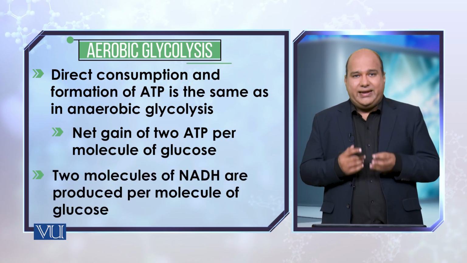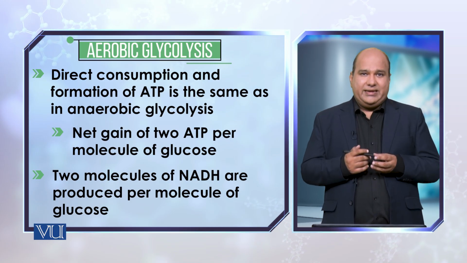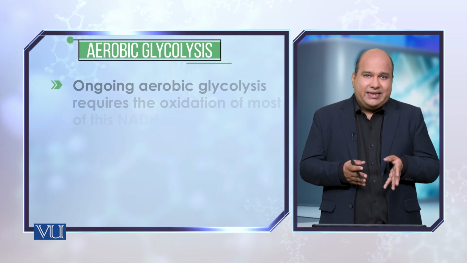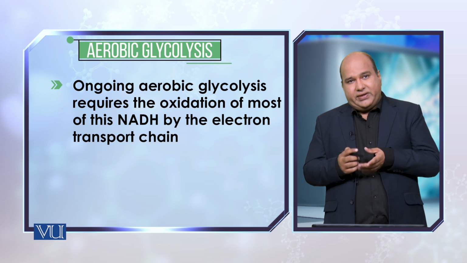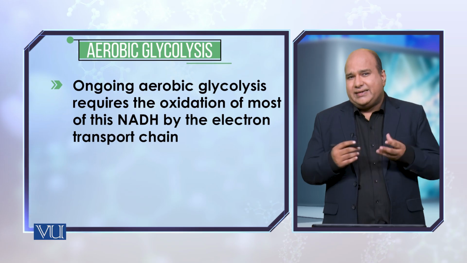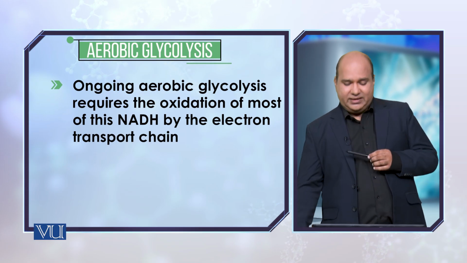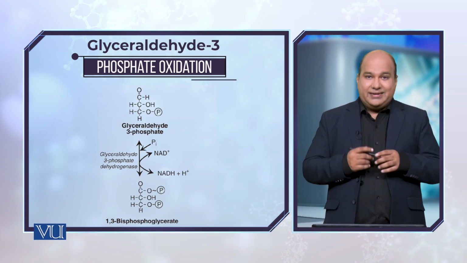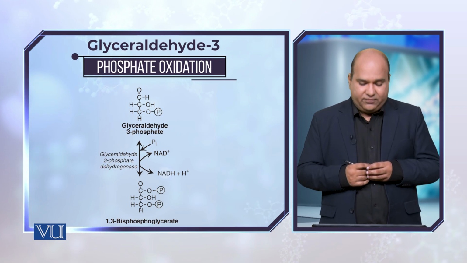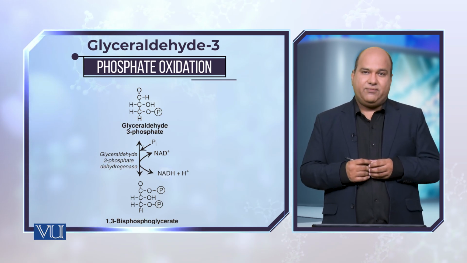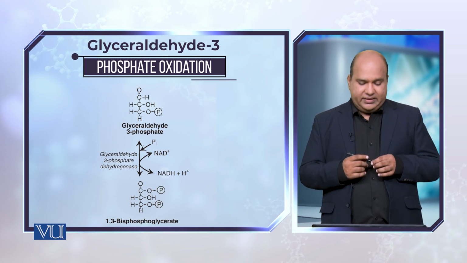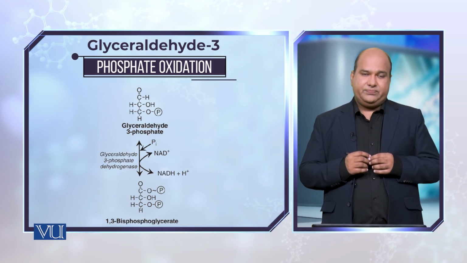2 molecules of NADH2 are produced in any glycolysis, but in aerobic glycolysis these 2 molecules of NADH go to the ETC, the electron transport chain. Do you remember where these 2 molecules of NADH come from? Okay, if you remember, it was in the second phase of glycolysis, when glyceraldehyde 3-phosphate was changed into 1,3-bisphosphoglycerate, and you get the NADH2 in it.